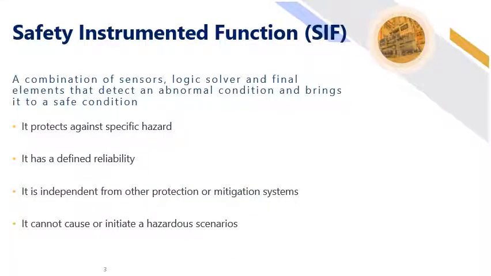In this session I'm going to be talking about what is a safety instrumented function. So let's start with having a look at what the definition of a safety instrumented function is. It's a function that is designed to be independent of other protections, such as the basic process control system or other mitigations. And it is designed to protect against the specific hazard that we're looking at. It has a defined reliability, which can be calculated. And one of the characteristics is that it shouldn't be able to cause or initiate another hazardous scenario.